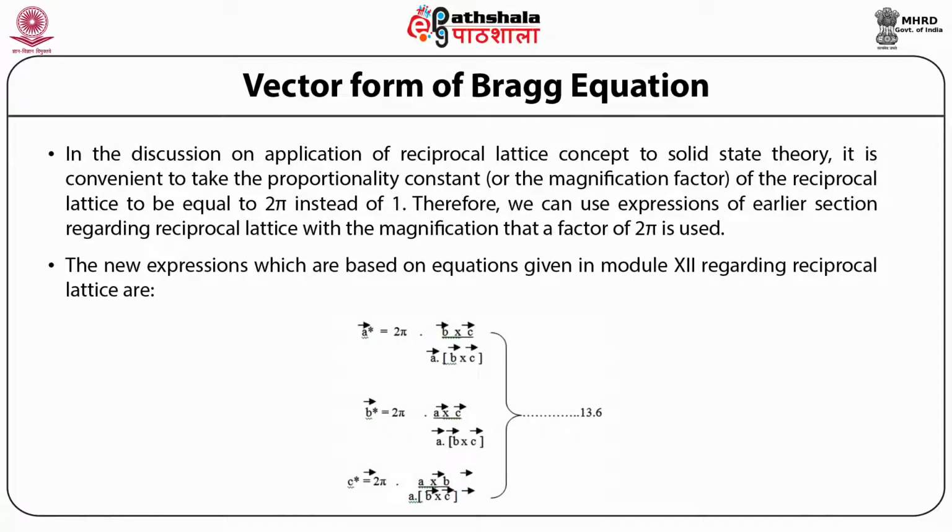A star vector is equal to 2 pi into B vector cross C vector upon A vector dot B vector cross C vector. B star vector is equal to 2 pi into A vector cross C vector upon A vector dot B vector cross C vector. C star vector is equal to 2 pi into A vector cross B vector upon A vector dot B vector cross C vector. All these are grouped under equation 13.6.